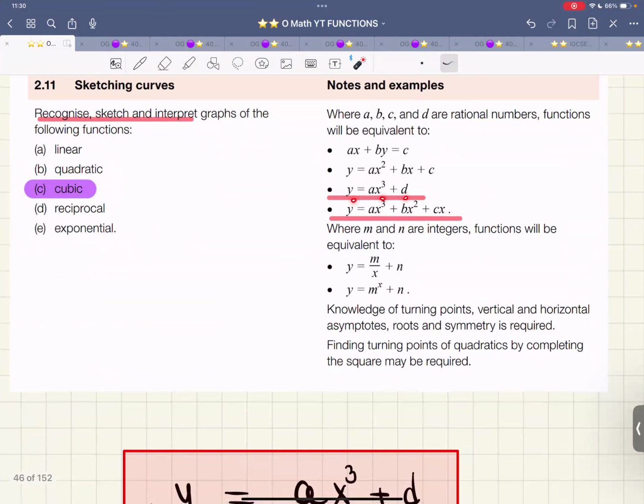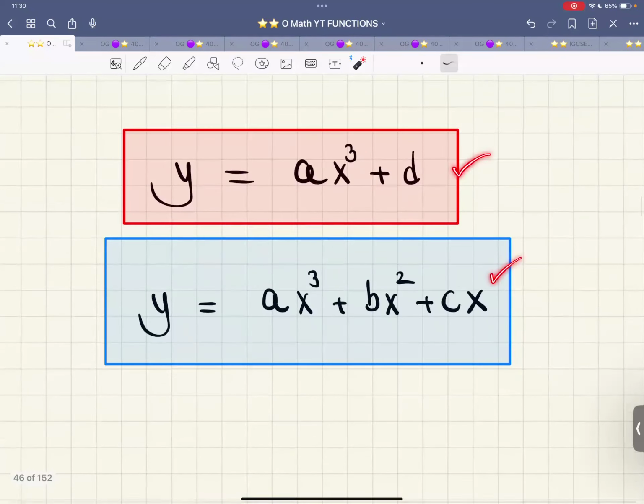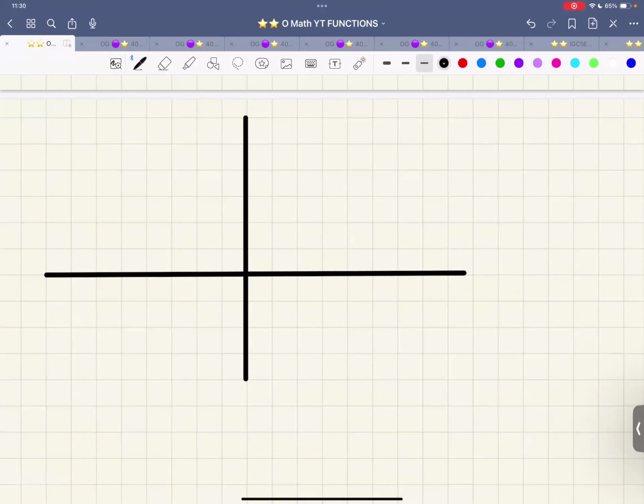There are two different variations of cubic. The first one is an x cube term, multiplying with a constant, and then a constant is being added. The second one is of the format: there is an x cube term, there is an x squared term, there is an x term, there is no constant over here. And these are the two different formats. I have written it over here. So let's first understand the basic idea of cubic.